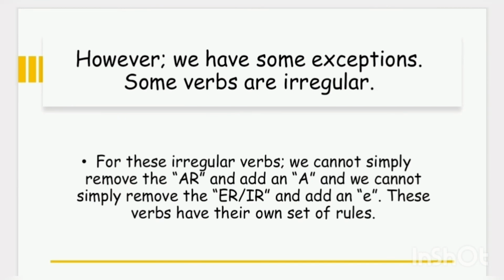However, we do have some exceptions. We have some irregular verbs. For these irregular verbs, we cannot simply kick off the AR and put on the A, and we cannot simply remove the ER or the IR from off the verbs and add on an E. These verbs have their own set of rules. Basically, they're in their own lane.